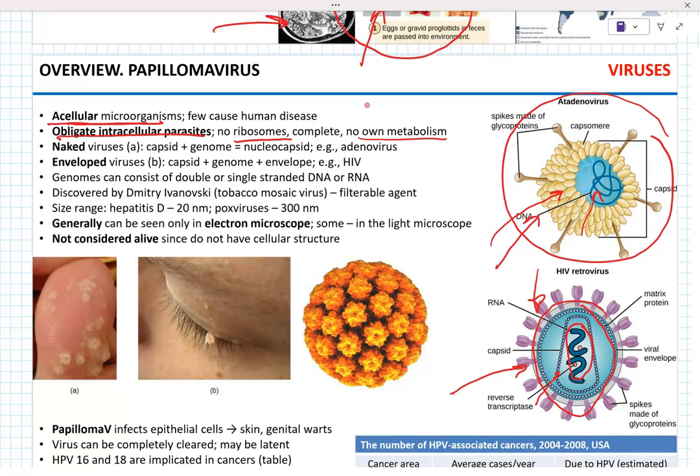So, for instance, rhinoviruses that cause the common cold are naked viruses. The only thing that can prevent the transmission is hand washing. I mean, obviously, not interacting with people also helps, but hand sanitizer doesn't work. Does that make sense?